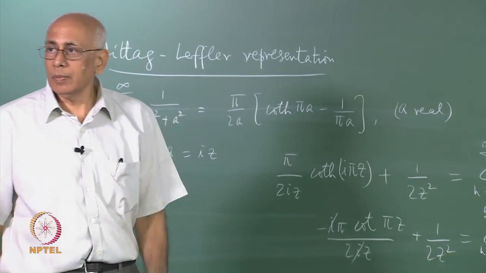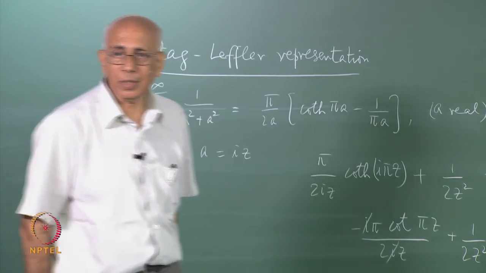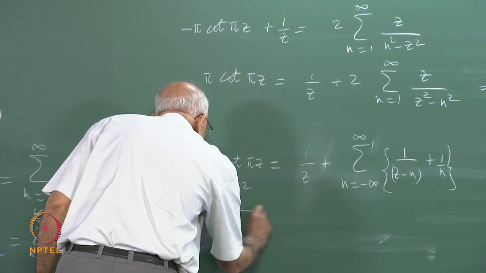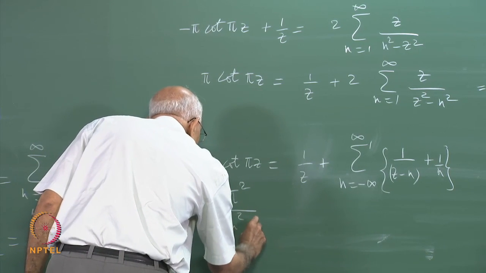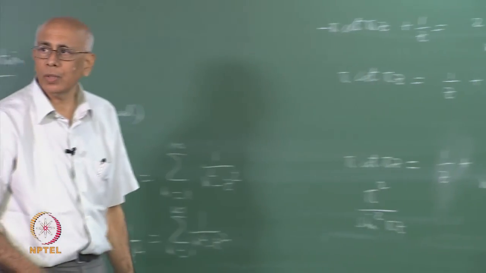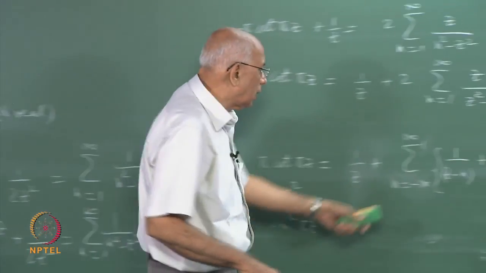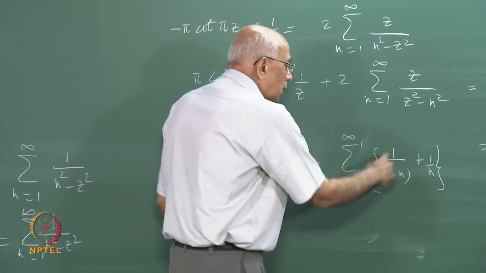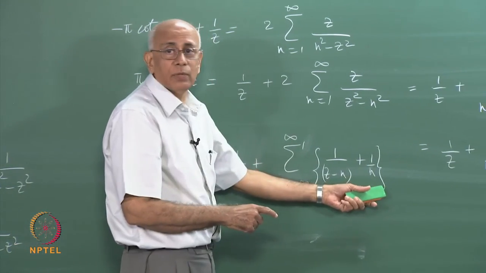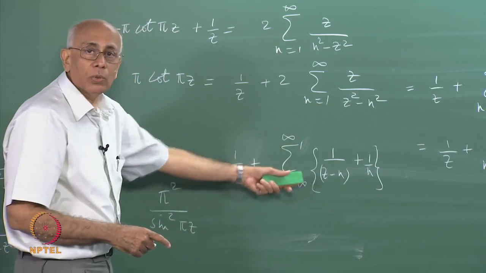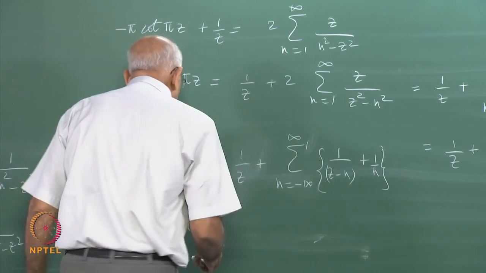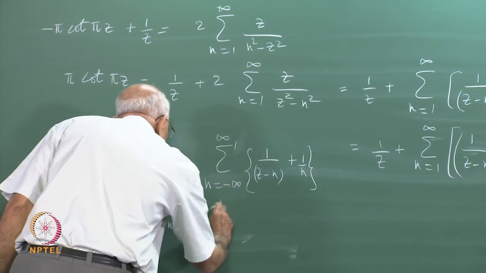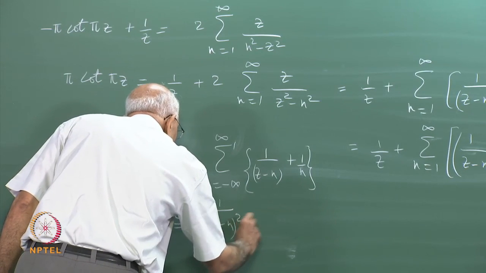Now an interesting thing emerges immediately. If you differentiate both sides with respect to z, then this side becomes pi squared over sine squared pi z, differentiating cotangent with a minus sign, but the minus sign I am going to kill out here, and what happens is this becomes a minus 1 over z squared, and this becomes minus 1 over z minus n whole squared. That does not get differentiated. And now you can add the n equal to 0 term also along with this, and this therefore becomes equal to summation n equal to minus infinity to infinity 1 over z minus n whole squared.